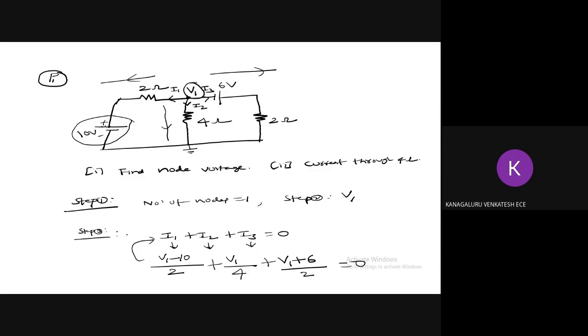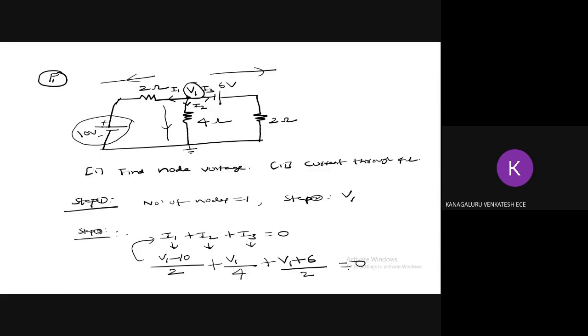So I'm writing here, what is the procedure to be followed? For the first branch, if you notice, the positive terminal of the voltage is connected to V1. So I should subtract if positive is connected. V1 minus 10 divided by 2, where 2 is the resistance here. For the second, there is no voltage source, so it is going to be V1 divided by 4. And for the third, a voltage source is there and negative is connected to V1. So V1 plus 6 divided by 2, that equal to 0.